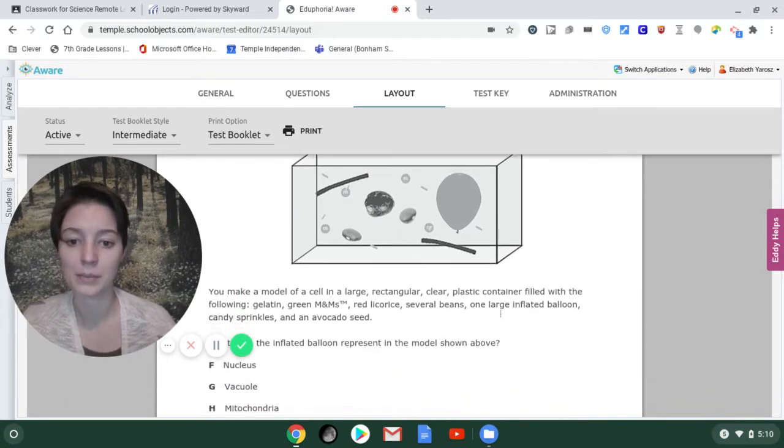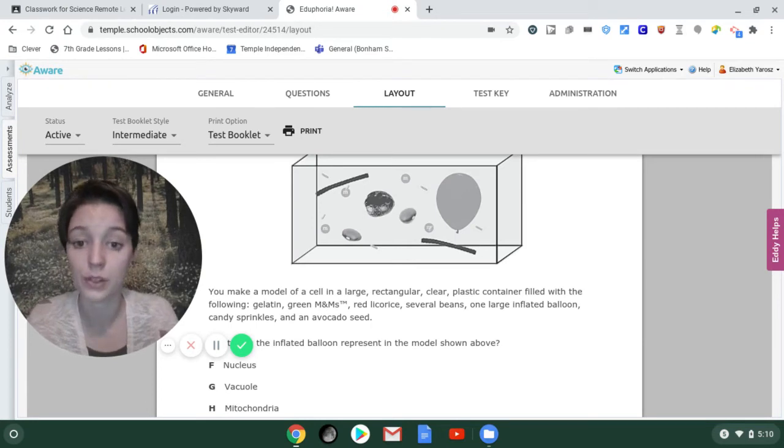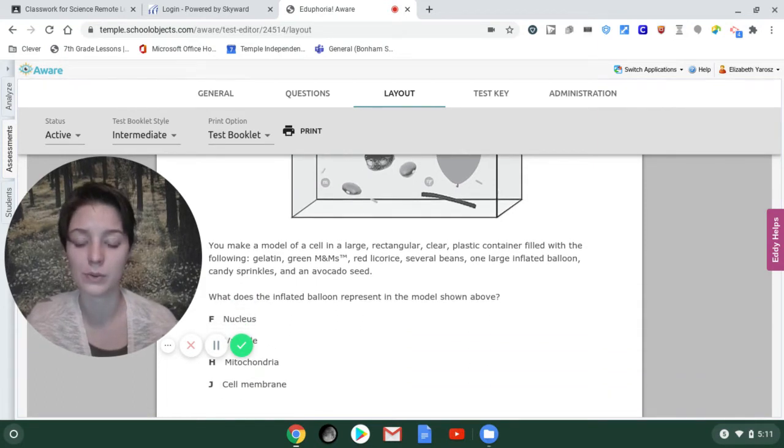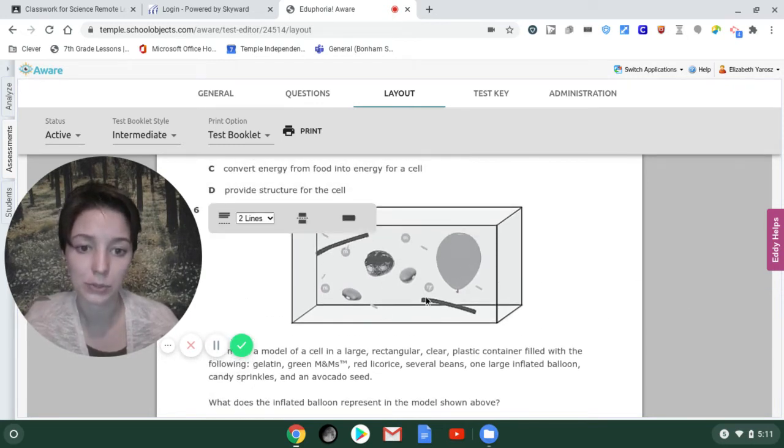And 6, you make a model of a cell in a large rectangular clear plastic container filled with the following: gelatin, green M&Ms, red licorice, several beans, one large inflated balloon, candy sprinkles, and an avocado seed. What does the inflated balloon represent in the model shown above? A lot of people picked F, nucleus. They decided that this balloon was the nucleus.